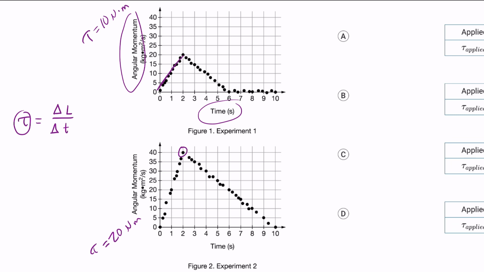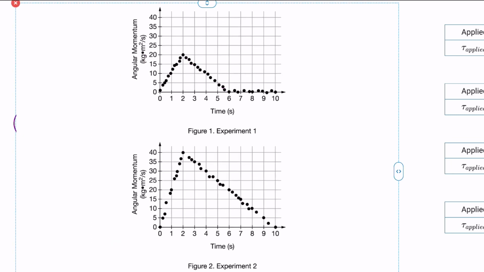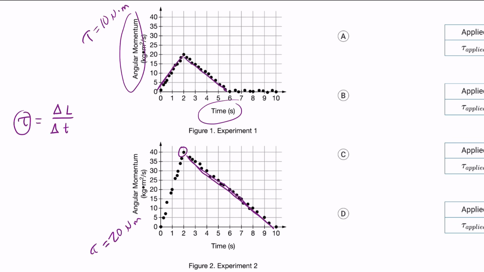But then if we look, and I don't even really have to do any math here, at the downward portion of this slope, I recognize that they're basically parallel to each other. Then I can pretty much assume that they have the same amount of torque. And we could go ahead and say like 40 over, how long did this take? 8 seconds. 40 over 8 gives you 5.